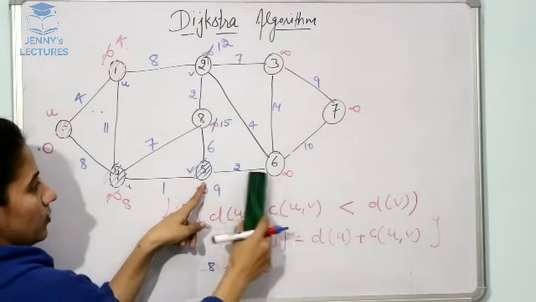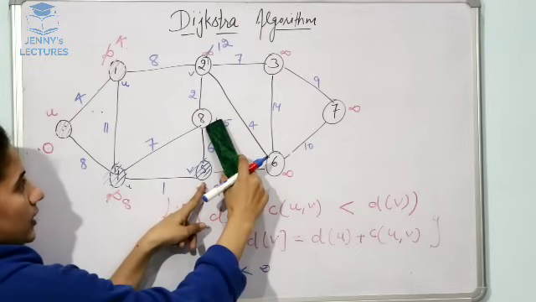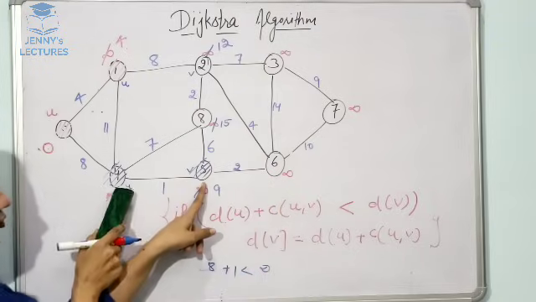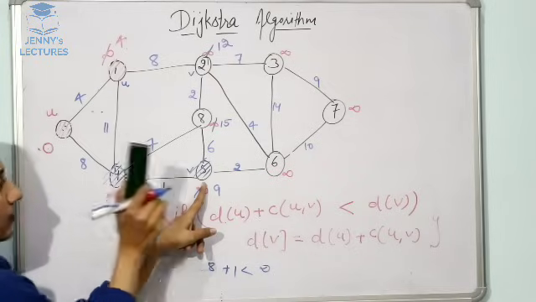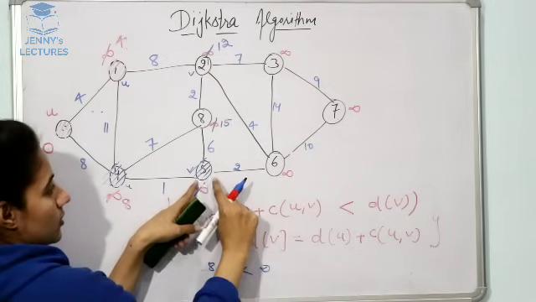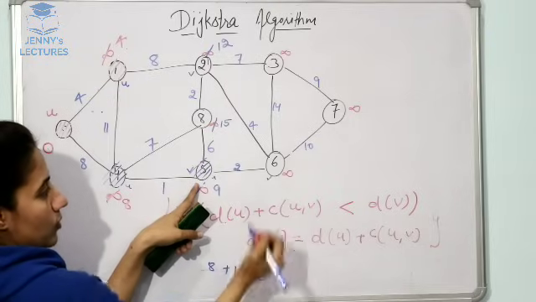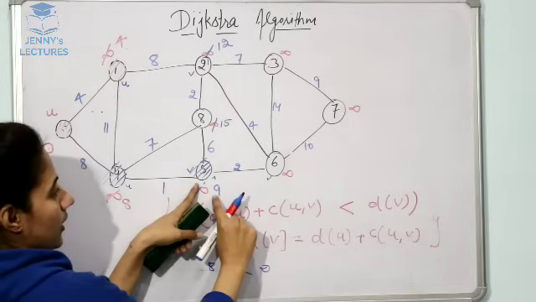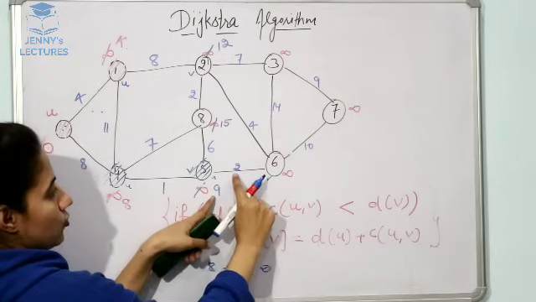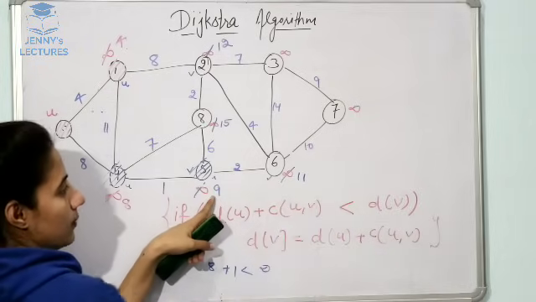From 5 we can update the 5 to 6 and 5 to 8 distances. Okay, we will not update 5 to 4 because this one is already selected. Okay. Now find out this distance, 5 to 6. This one is now u and this one is v at this time. Okay. Distance of u is 9, 9 plus 2 is 11. 11 is less than infinity, we will update this.